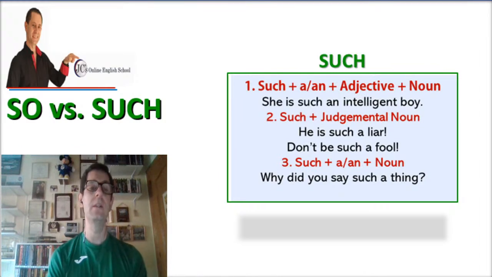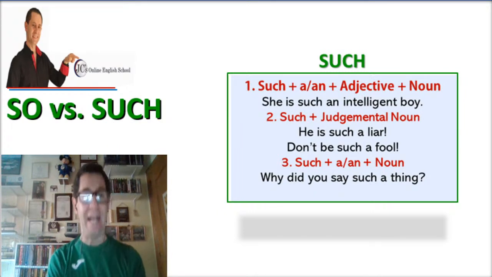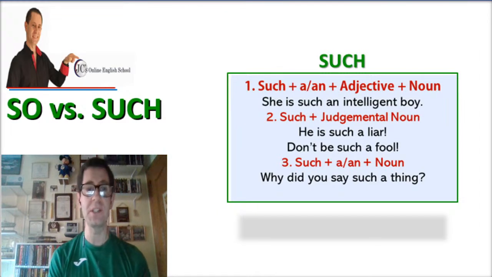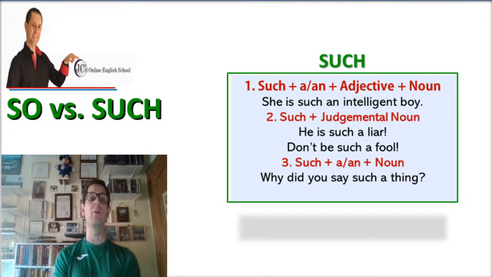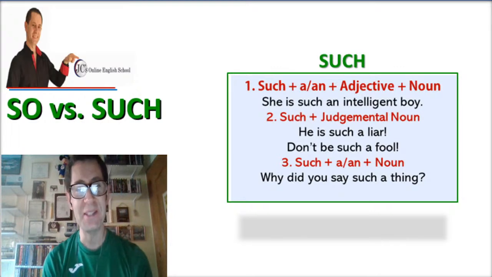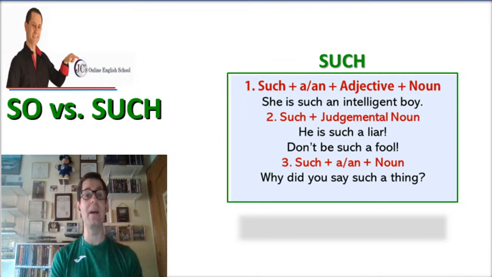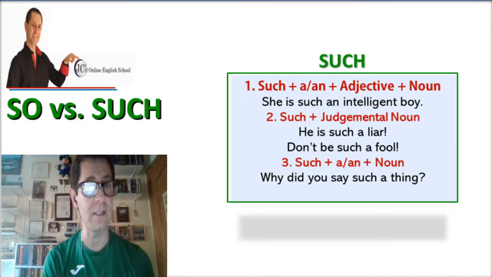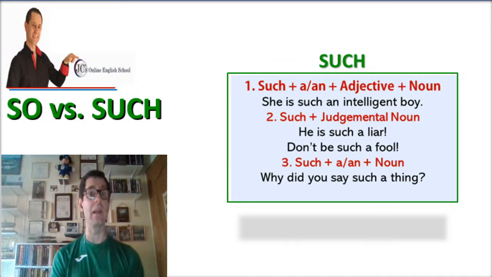So once again, such is used with a or an plus an adjective plus a noun. For instance, you could say, he is such an intelligent boy. Yes, sir. Pablo is such an intelligent student. Or Pablo is such a good student. So number two, such plus a judgmental noun. For example, he is such a liar. Don't be such a fool.